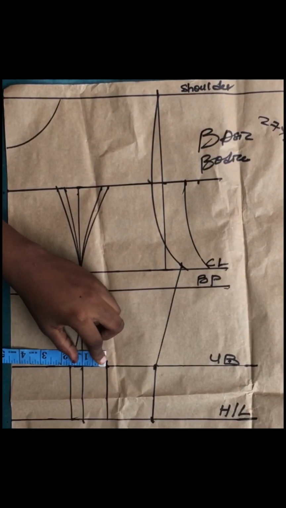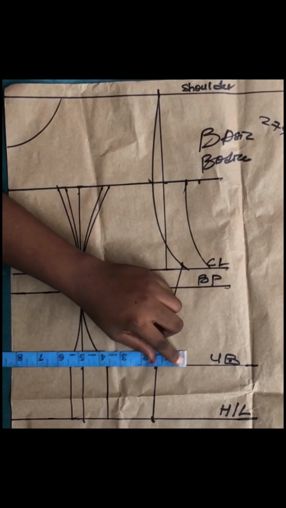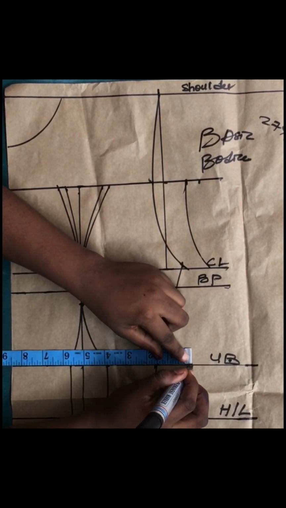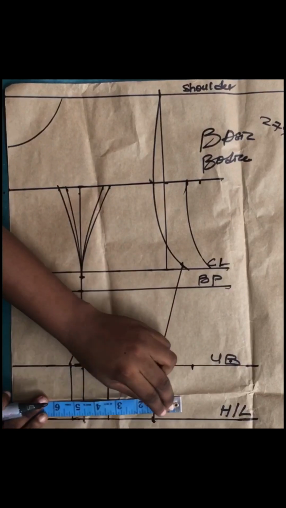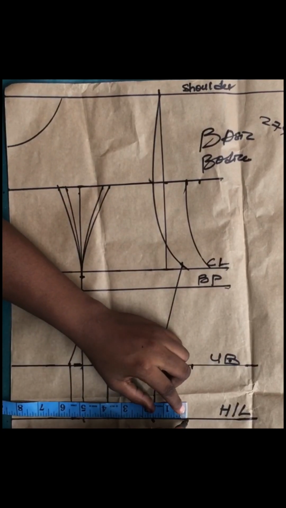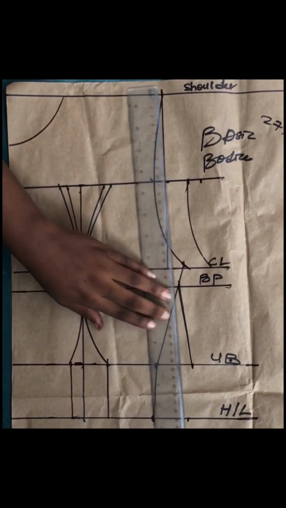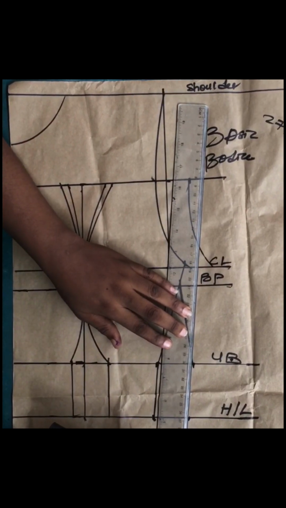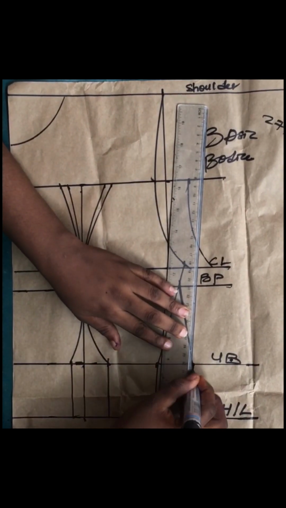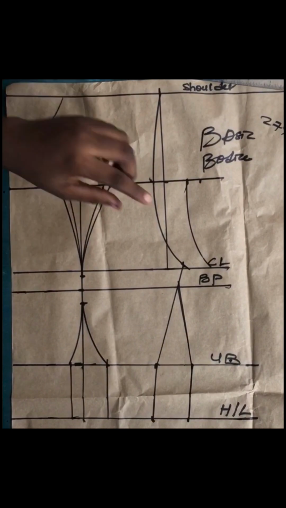Remember that on the chest line I already divided my bust circumference into 4, so that's how I got my bust circumference on my chest line. Okay, so I went ahead to replace my dart of 1.5 inches on my underbust and half length, and I went ahead to connect like this.